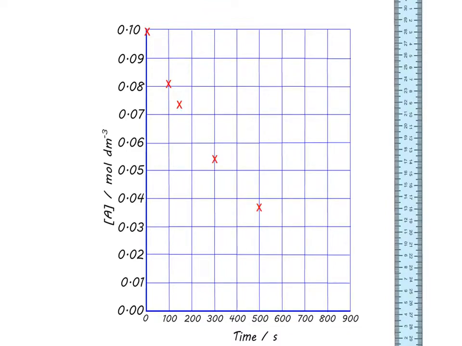To find the rate at a given time, you need to find the gradient of a tangent to the curve at that time. For example, with this data, if we wanted to know what the rate of reaction was after 300 seconds, we first draw a tangent to the point at 300 seconds.